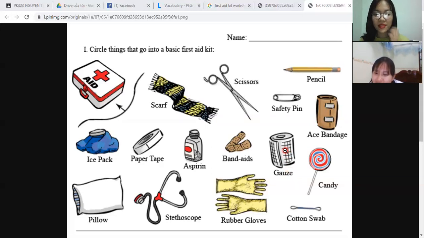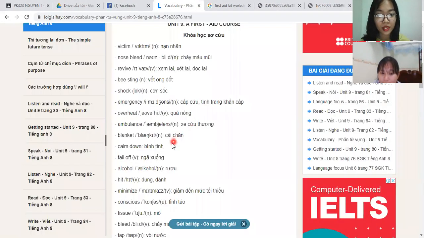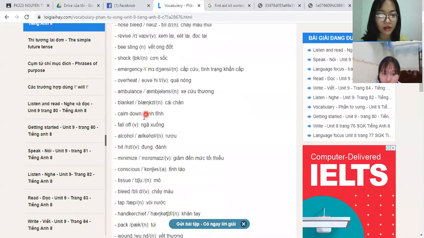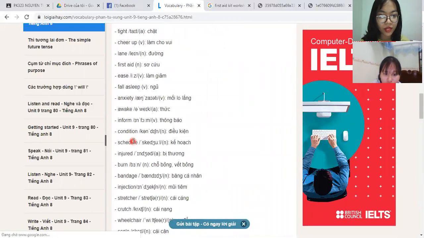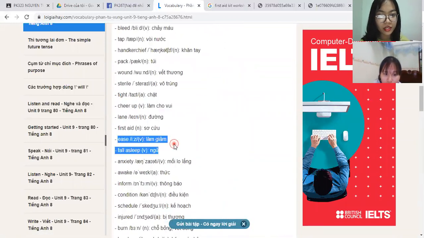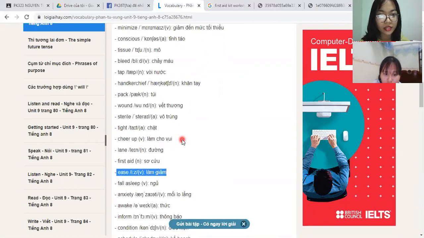Okay, next one. The aspirin. In Vietnamese we call it aspirin too. This one is for ease. If I remember, we have one word here that is the same. Only ease.